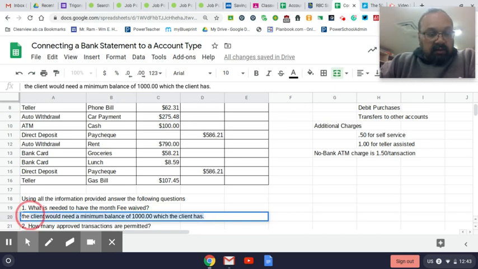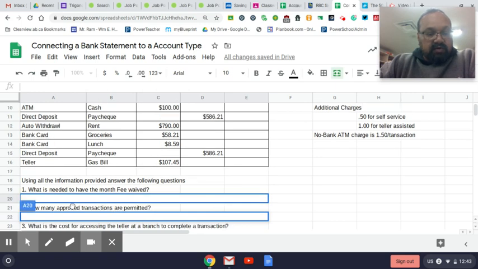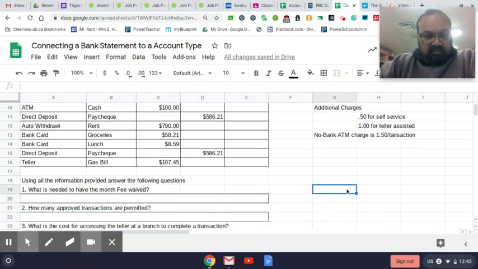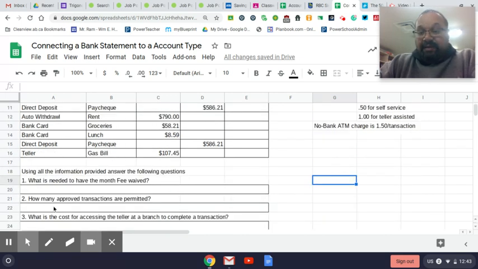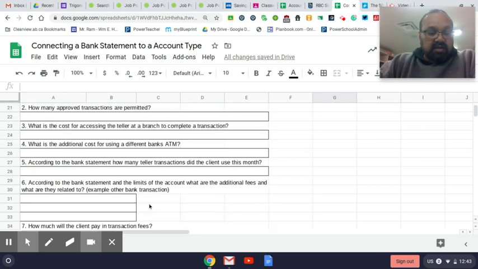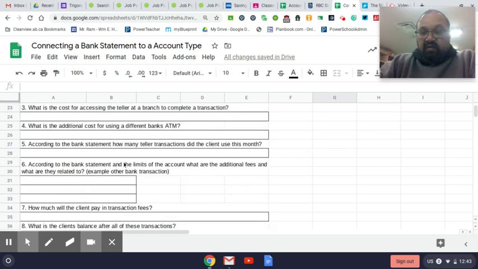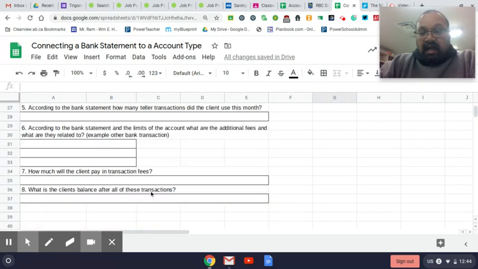Okay. Now, taking a look at the next question, it says how many approved transactions are permitted. Once again, you go back and read the account specifics. It says here 10 free transactions. This is what type of transactions. So you would go back here and put 10. So on and so forth till you get to what costs or what fees the client incurred. So whether there was an out-of-bank transaction, a teller transaction, those are costs. You'd list them here. How much in total, you'd add up all the extra costs that the client has.